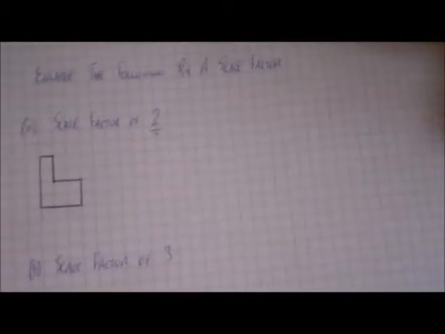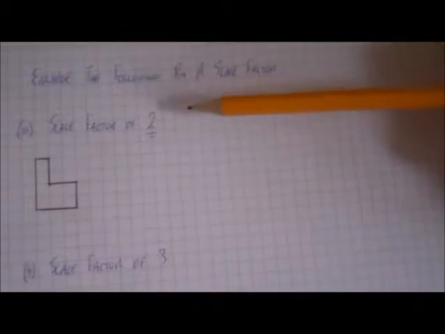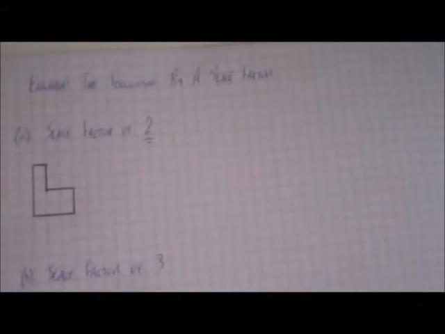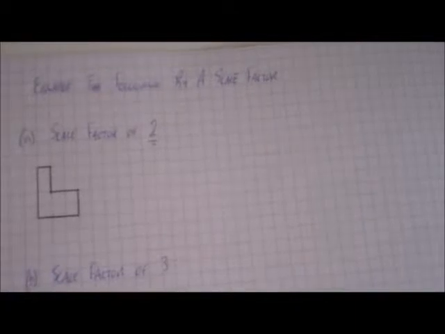If we look at these three examples, the first one we're going to have a look at is this L-shaped figure, and we're going to enlarge it by a scale factor of 2. Enlarging by a scale factor of 2 means that you double the size of everything on the shape.